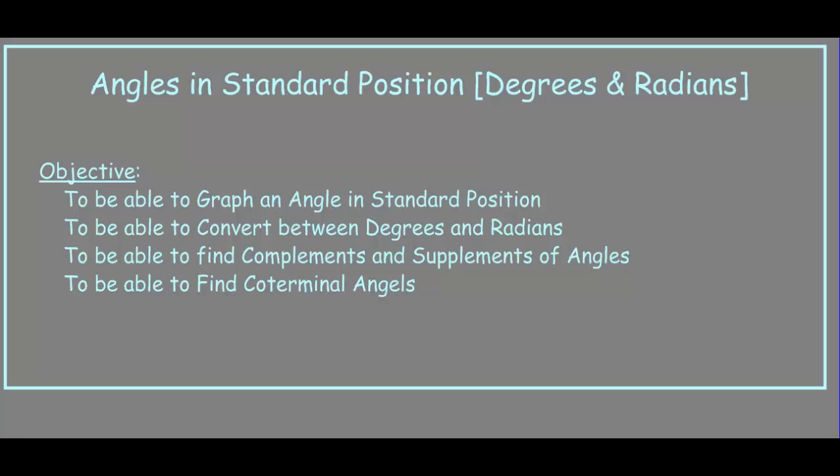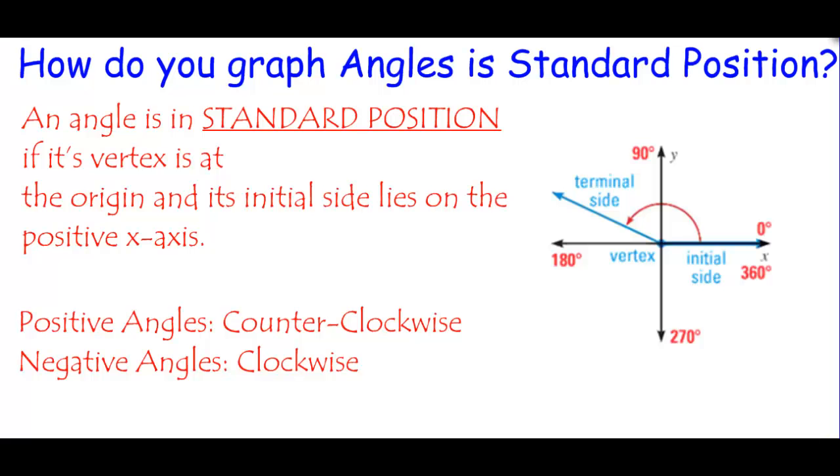Today we're going to talk about angles in standard position, both in degrees and radians. Our objectives are to graph an angle in standard position, to be able to convert between degrees and radians, to be able to find complements and supplements of angles, and to be able to find coterminal angles. So how do you graph angles in standard position?